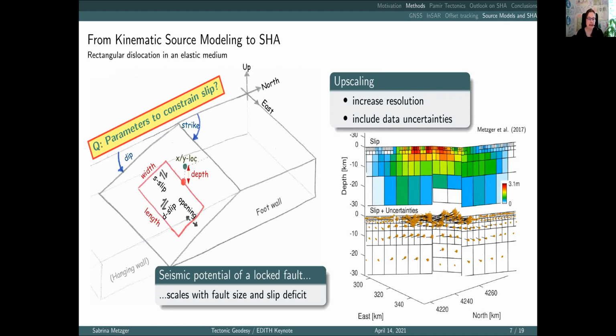Of course, we can upscale that problem and create very complicated slip patterns like I did for this Pamir earthquake that I show you later. So we can add or connect a lot of these rectangles next to each other and try to increase the resolution and also try to propagate data uncertainties or also the spatial sampling of our data points into our model. And if we then, during the interseismic stage, want to have an idea of the seismic potential of a certain fault, it just scales with the fault size and the slip deficit. So this is what you have seen in the talk before.